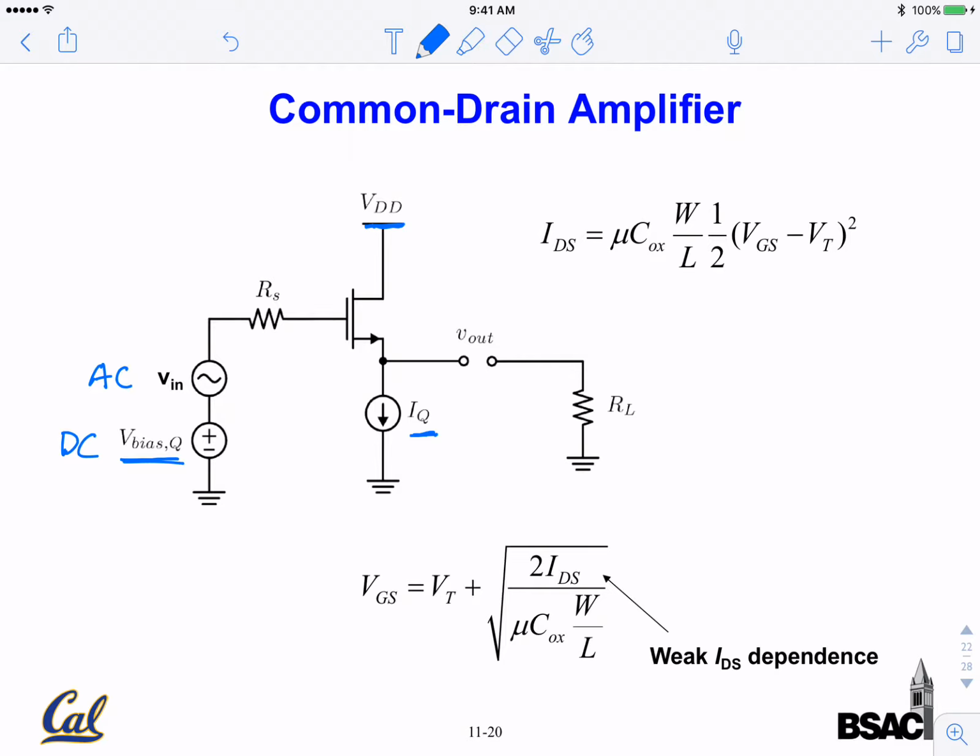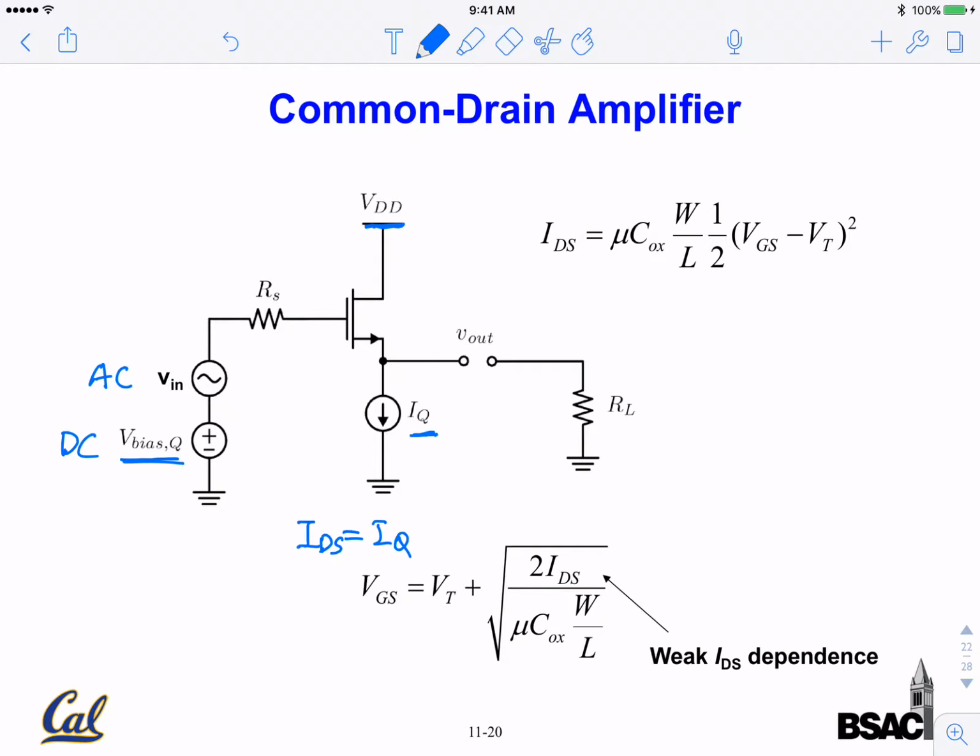So in this case, with current source bias, ID is basically equal to IQ. That's a very straightforward biasing scheme once we set it up this way. And today we will go into how we actually implement this current source. Once you have this current source, we know IDS, so IDS is equal to IQ.